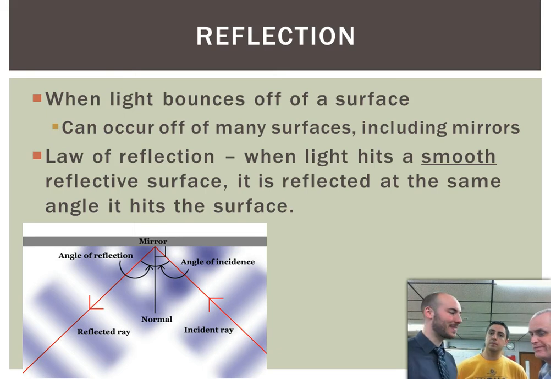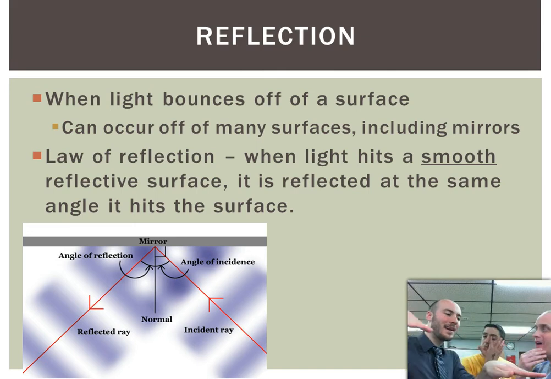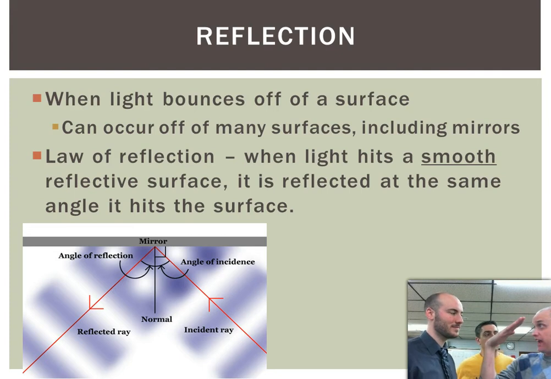So the law of reflection is when light hits a smooth reflective surface, it is reflected at the same exact angle that it hits the surface. So if you have a surface here and light's coming in at a shallow angle like this, it's going to come up at the same shallow angle. It will not go up at a random angle if it's a smooth surface. If light comes in at a 45-degree angle, it's going to bounce off at a 45-degree angle, just like a pool ball shot. If you're playing pool and you bounce ding, ding, ding, like that.